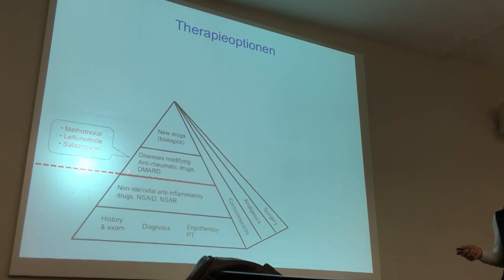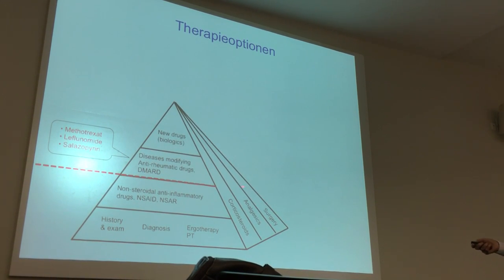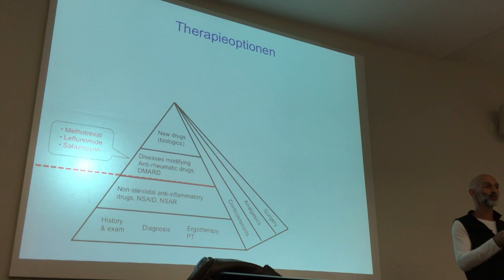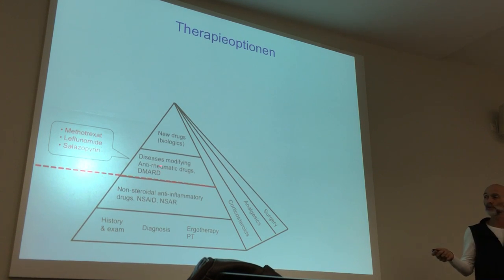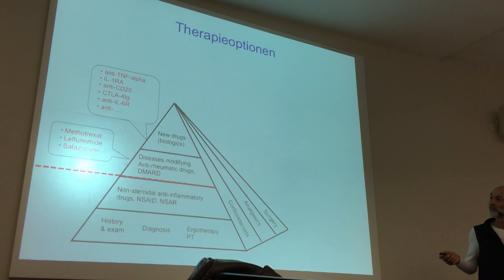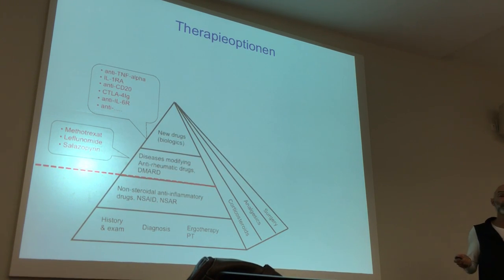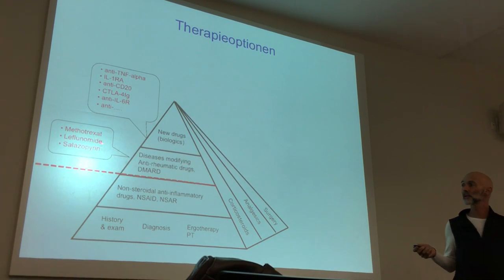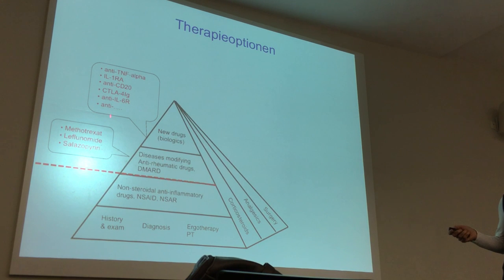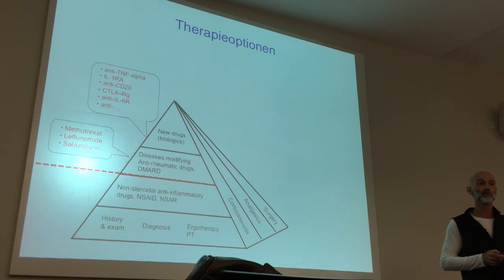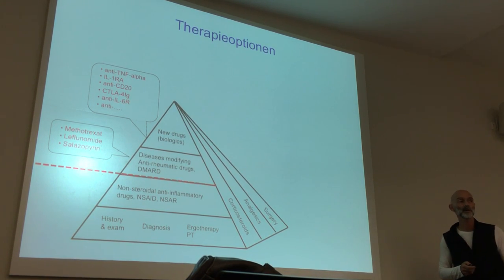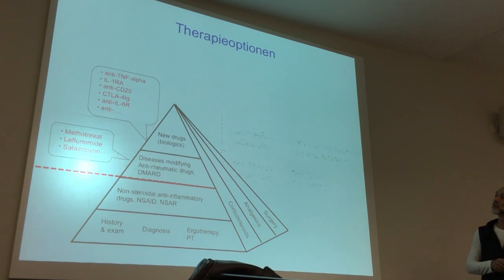Up here, it is kind of a prerequisite to treat the patient as soon as you have the diagnosis, as soon as possible, with a so-called DMARD. As we will see, there are a lot of older drugs, like for example methotrexate, leflunomide, sulfasalazine, and then all this long list of biological therapies, targeted therapies that we will briefly discuss.